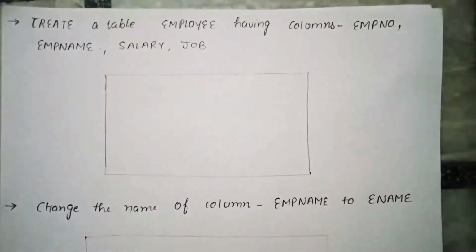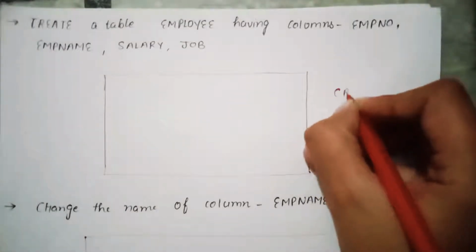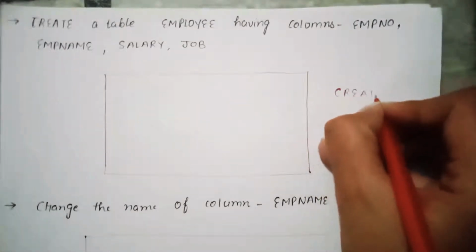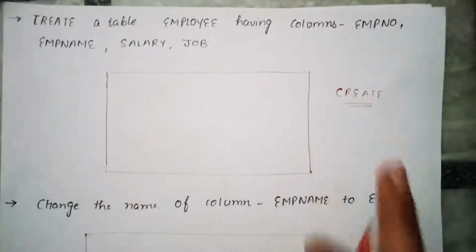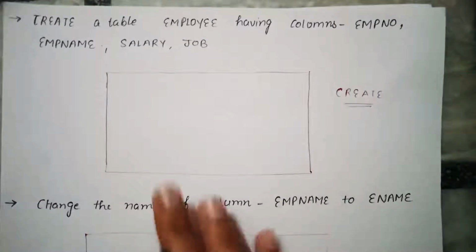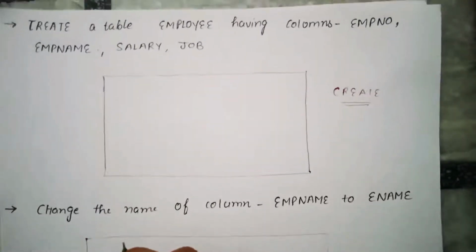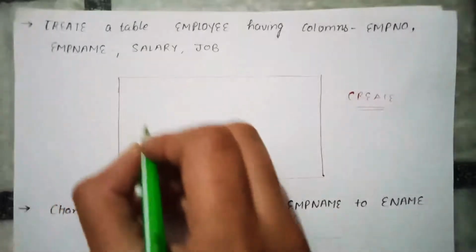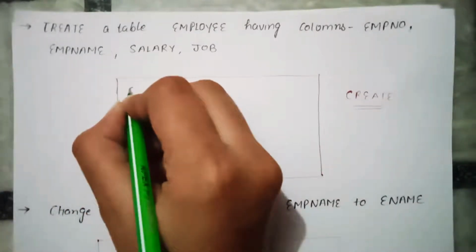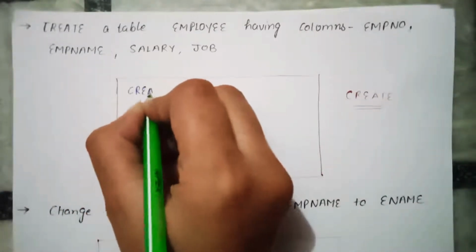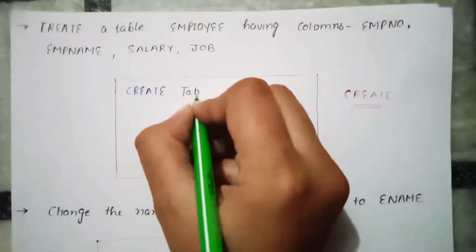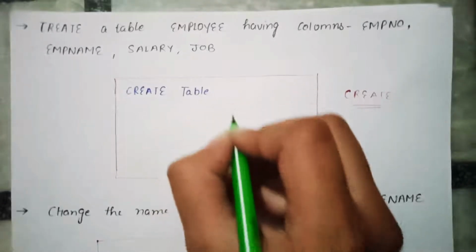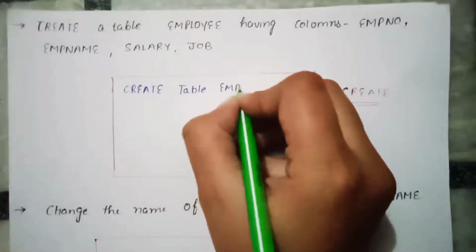As we know, we create a table with the help of the create command. So in order to solve this query we will make use of this create command. So how do we write the query in order to create this table? We will write it like this: create table. After this we specify the name of the table. So what is the name of the table? The name of the table is employee.